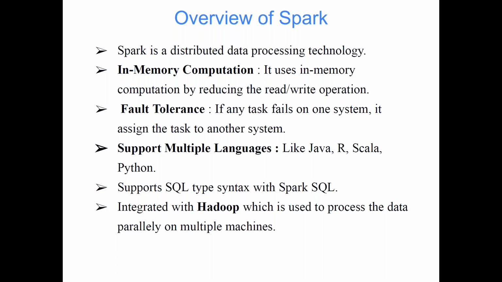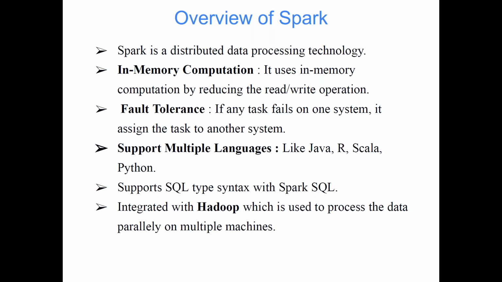As you can see, the second point is in-memory computation. That means it does not read and write the data again and again, because that makes your process slower. It will load the data into the memory once, and then whatever multiple operations you are performing, all of these will happen in memory, which makes it faster. That's why now people are migrating their jobs and projects from Hadoop to Spark.